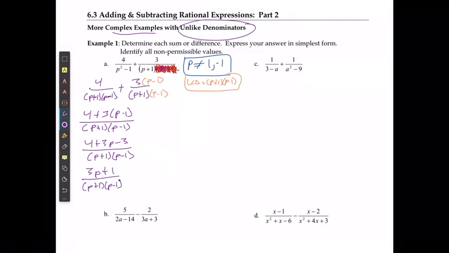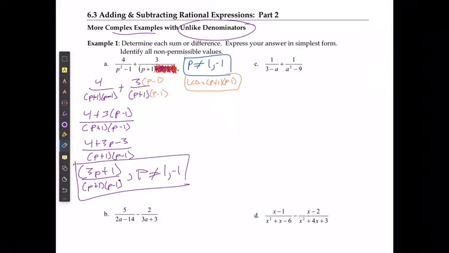I can't factor down the top, so I'm just going to put brackets to show that I can't factor that down at all, and state that this is going to be when p cannot equal 1 or negative 1. You can also just use, if you want, p cannot equal positive or negative 1 to simplify that.